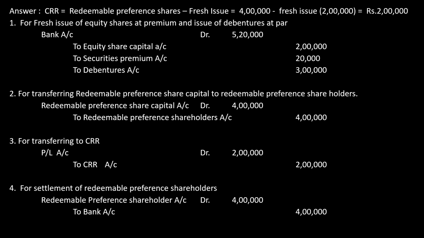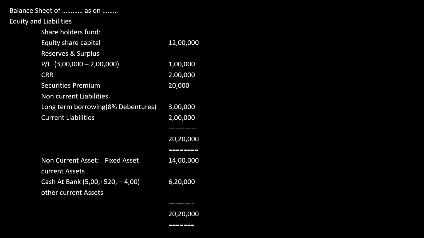After this, since the balance sheet is given, you have to reproduce the balance sheet again after the redemption. Look at the balance sheet now. The equity share capital has become 12 lakh. Earlier it was only 10 lakh. Now we have issued 2 lakh more, fresh issue, therefore it is 12 lakh. Then P&L. Out of 3 lakh, 2 lakh is transferred to CRR. Only 1 lakh is there. Then CRR 2 lakh is there. The newly created reserve should be shown in your balance sheet.